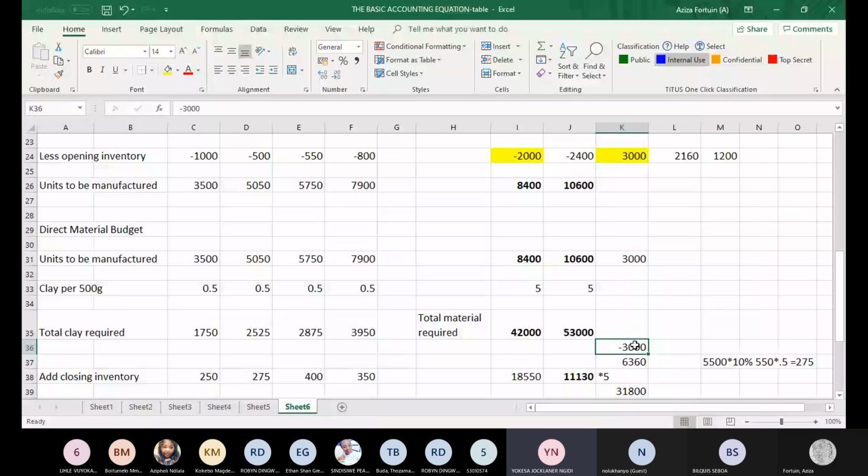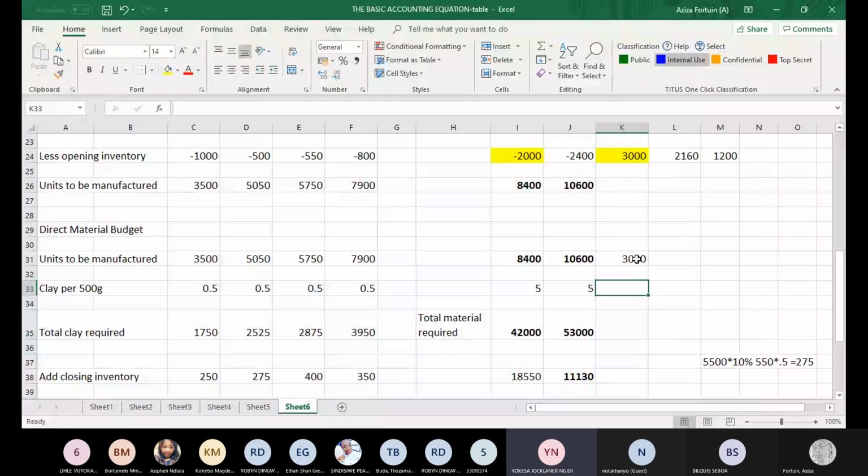Yes. Okay, but remember, I want to calculate the closing inventory. Closing inventory. So why will you take the 3,000? Instead, I did it like this. I took 6,360 and 5 kilos. How did you get 6,360? Because I'm going to go back to your example when you said the production budget is preparing you for the direct material budget. So how did I get the 6,360 is when I did my production budget in November.